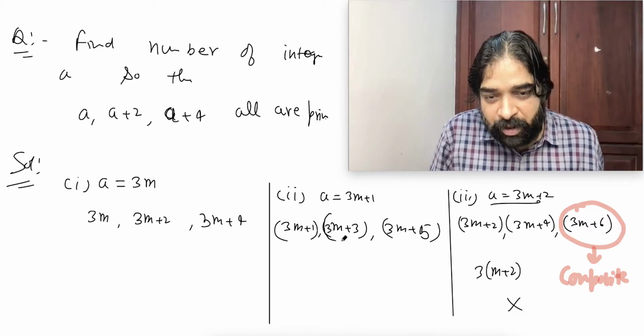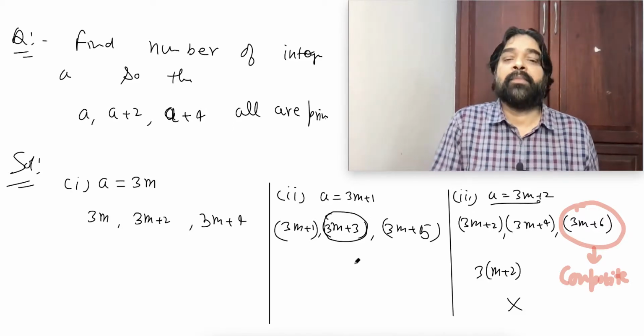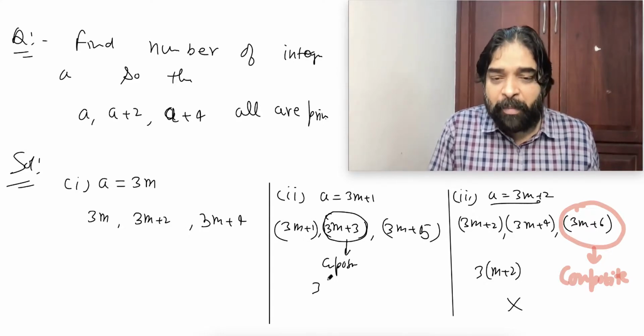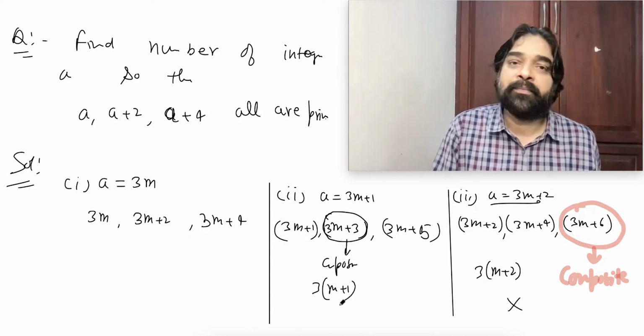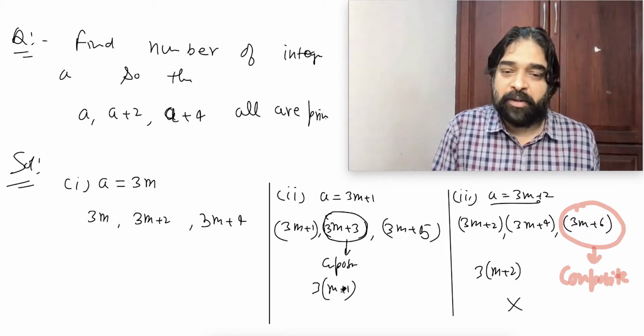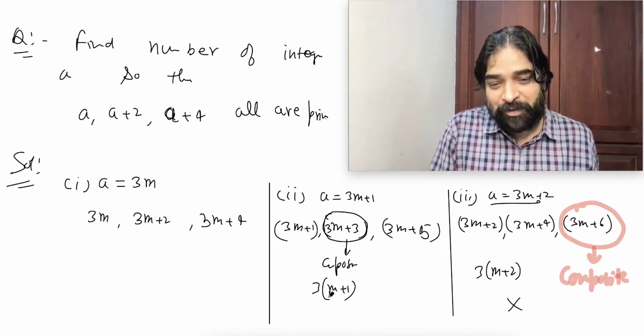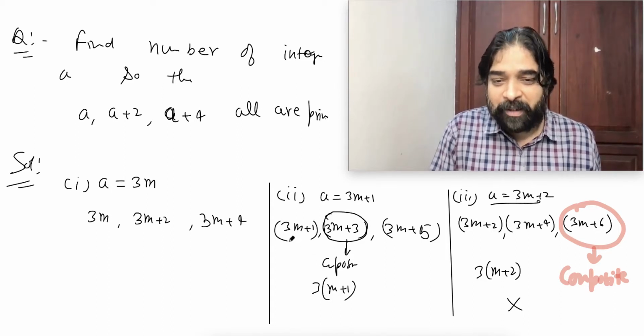Come here. Concentrate. This is not a prime. This is a composite. Why composite, sir? 3 I can take common. I will get m plus 1. So 3 into something. They will say, sir, m equal to 0 I will put. M equal to 0 you will put. So this will become prime, but at the same time this will become non-prime.